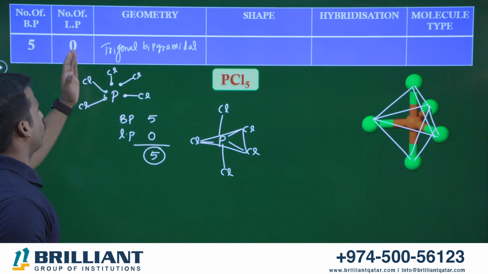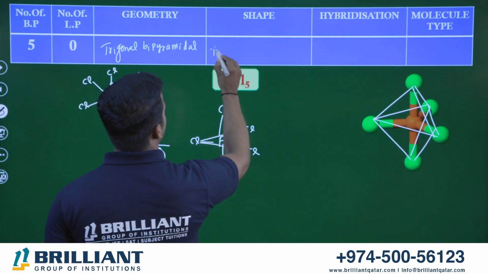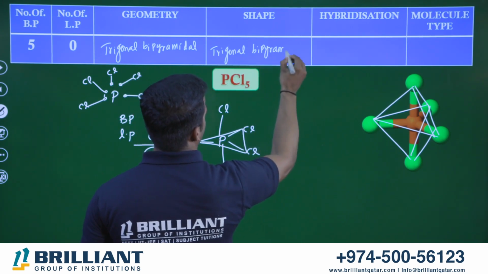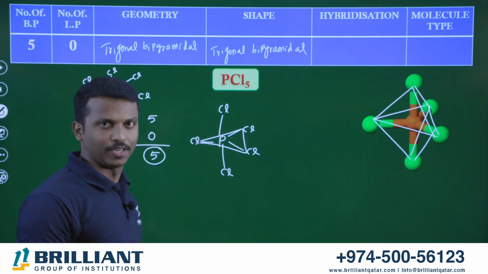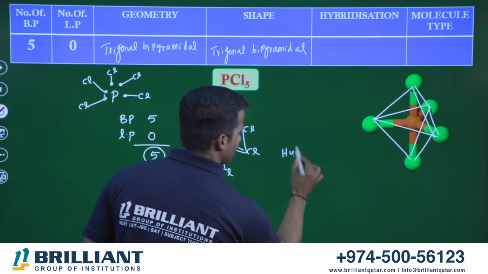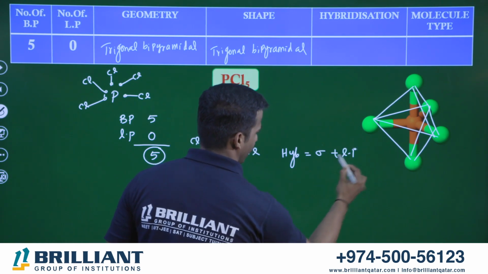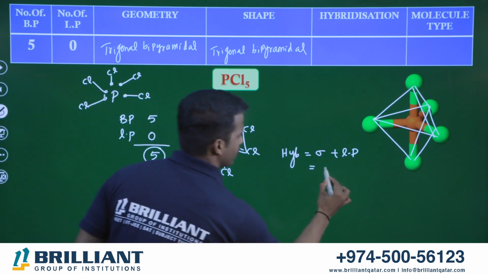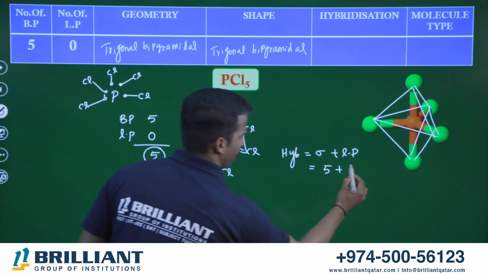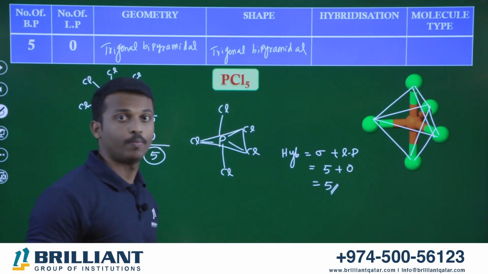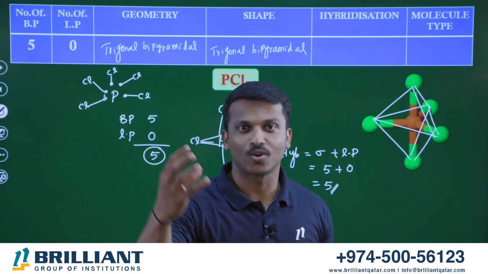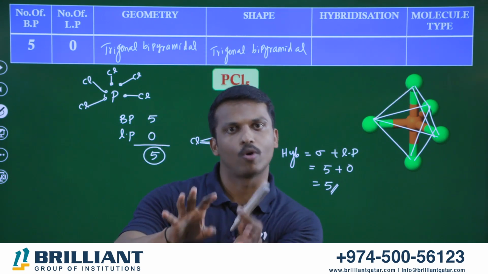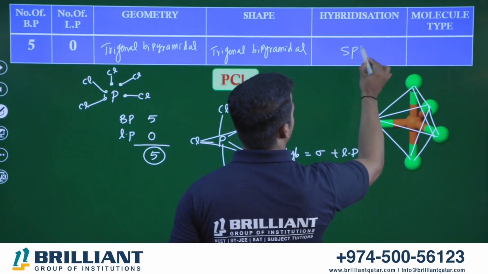Now, we can go to the shape. As I told you, lone pair equal to 0 here, so geometry equals shape. Same thing, trigonal bipyramidal. What is the hybridization? Hybridization is simple: sigma bonds plus lone pairs. How many sigma bonds in this compound? 1, 2, 3, 4, 5. 5 sigma bonds. Is there any lone pair? No lone pair. So total is equal to 5. So mix 1 s orbital, p, p, p, and one more d. So the hybridization is sp3d.